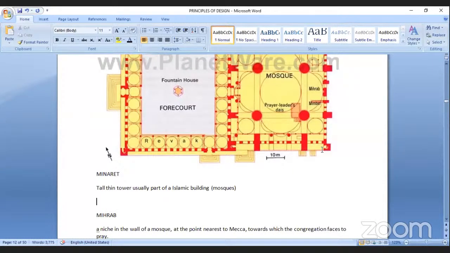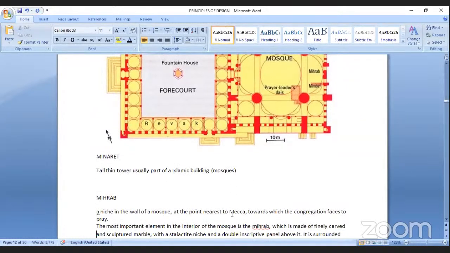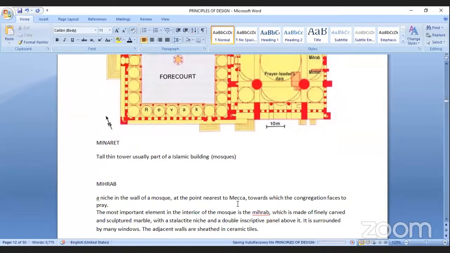Mihrab. A mihrab is a niche in the wall of a mosque at the point nearest to Mecca. As you know, when Muslims pray, they are facing the direction of Mecca. So, this is a niche. Niche means what? You've studied this. It's a decorative element in the wall, constructed inside the wall where usually statues are kept. The niche itself is not a statue. A niche is a place where they are kept, and it is usually inside the walls. It's not constructed outside.